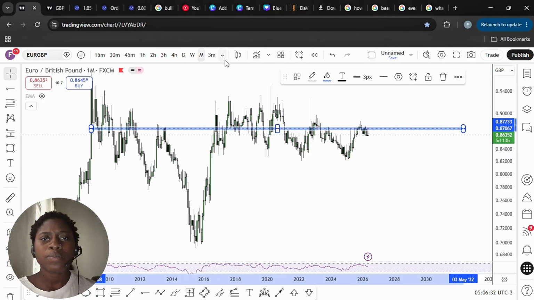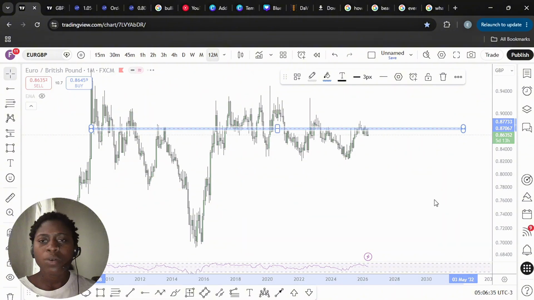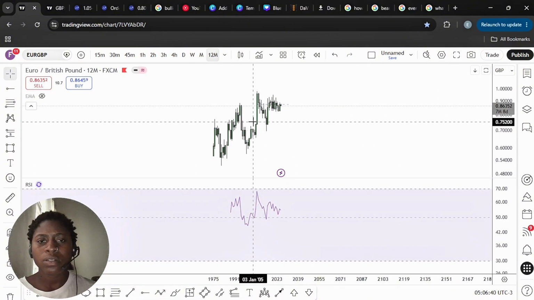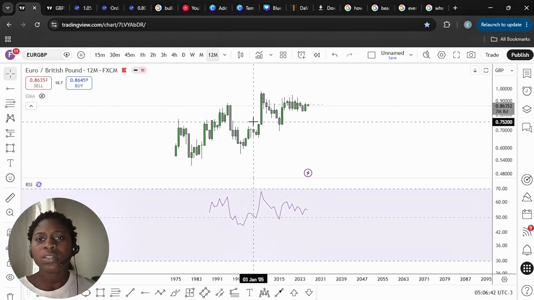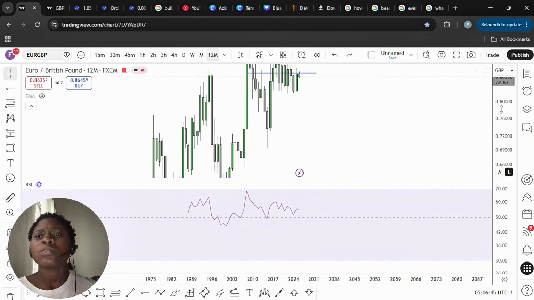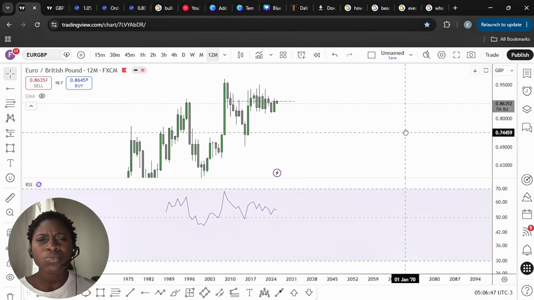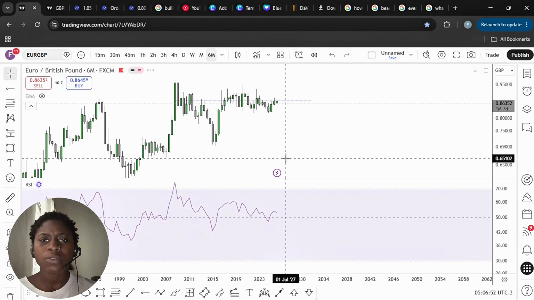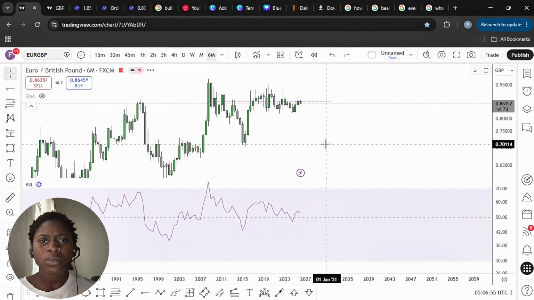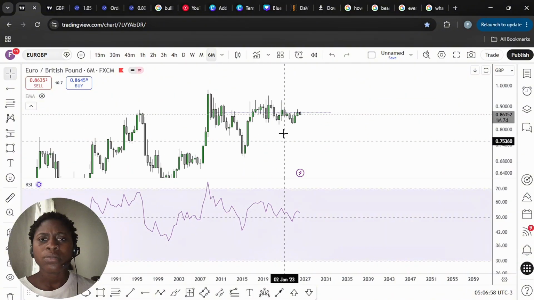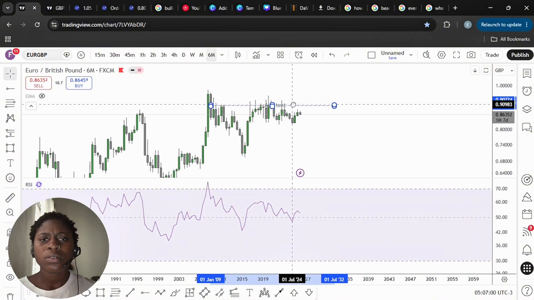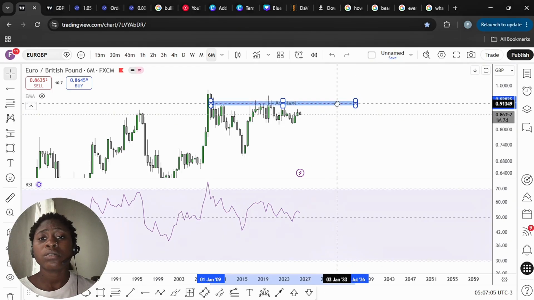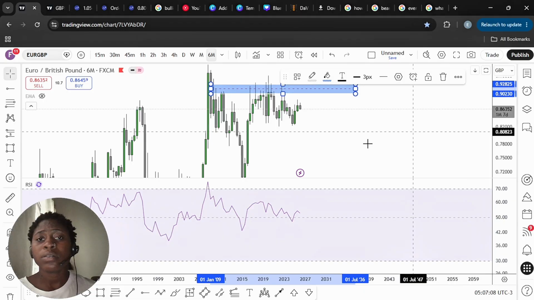I want to take the price to 12 months for context, for more context. Just want to see what price is trying to do. Hmm, okay, let's go to 6 months time frame. Okay, so this is a resistance. This could be liquidity at the end of the day. It could be liquidity.